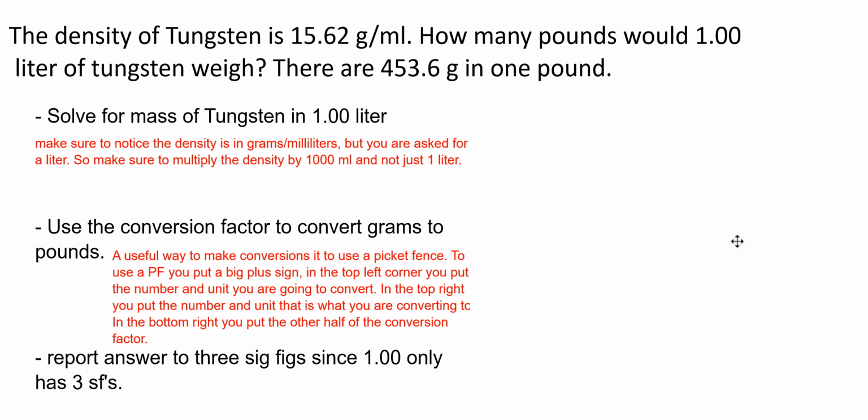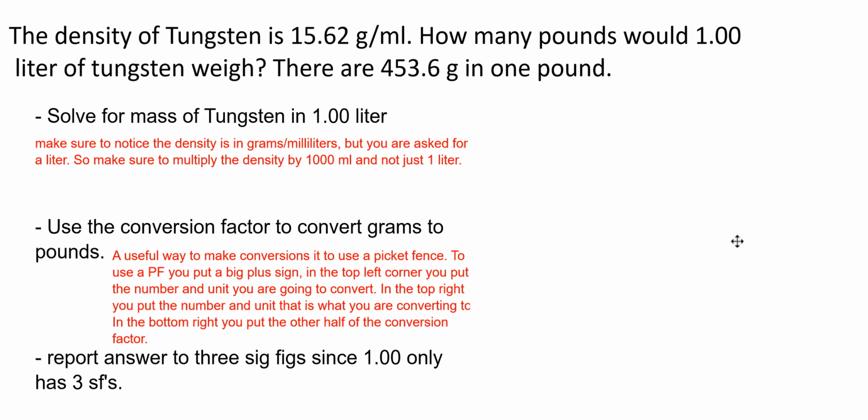I've broken this problem down into 3 parts, and you can read the top. I give you density, and I ask how many pounds of 1 liter of tungsten, and then I give you the conversion factor. So the black on the left, it says solve for mass of tungsten in 1 liter. Next is to use the conversion factor to convert grams to pounds. And finally, report answers to 3 sig figs, since 1.00 only has 3 sig figs.